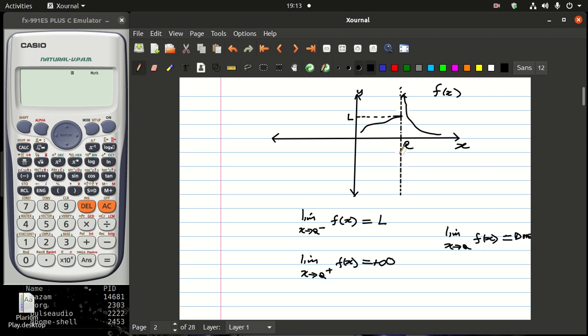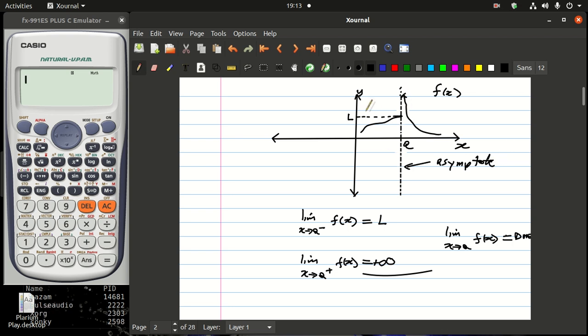But look into this now. I did not want to talk about this because we already understood how it works: if the limits on the left and on the right, the left-hand limit and the right-hand limit, are not equal, then the limit does not exist. I want us to talk about this value a here.